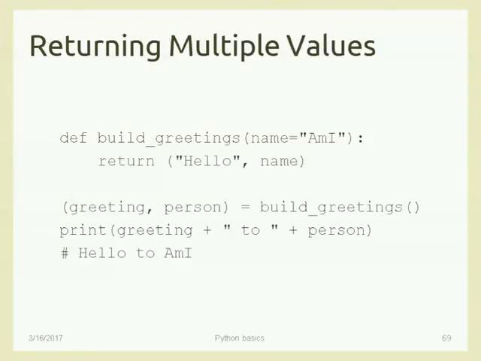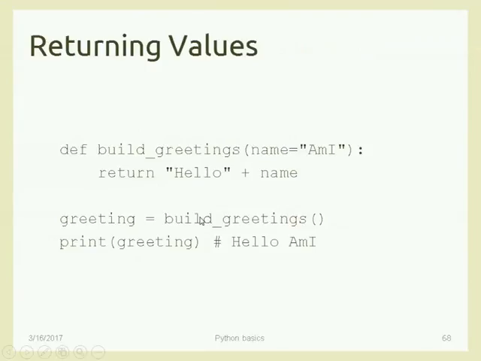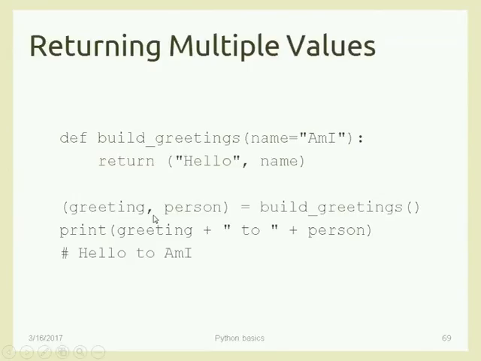Then here, when we call the function, we don't add only one variable. Here, we need two variables, one for each returned element. So this function will return these two values, and in the same order as they are present here, they will be put in these two variables. The first variable will have hello, and the second variable will have name inside. And then we can perform any operation with these two variables separately. In this case, we can say greetings is hello, plus the name of the person, that by default is AmI.